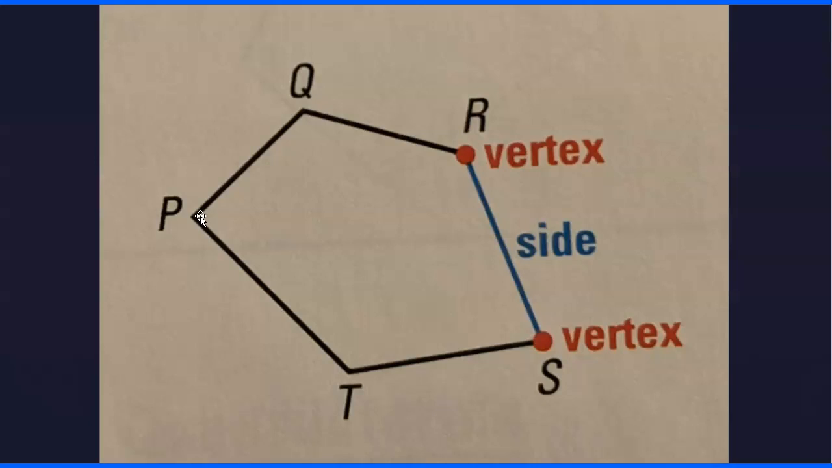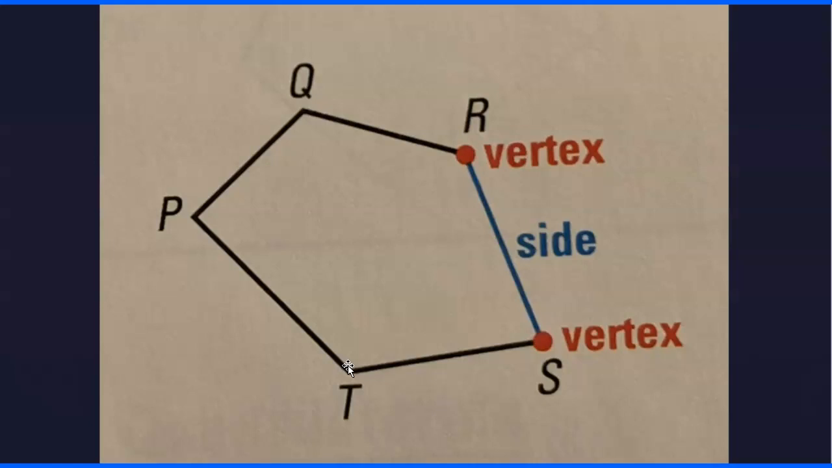Two things to point out: you can have consecutive vertices and non-consecutive vertices. So these 2 are consecutive. These 2 are not. R and T are not consecutive. All this information is in your book, so if you need to jot it down for your notes, feel free. It's on page 303.